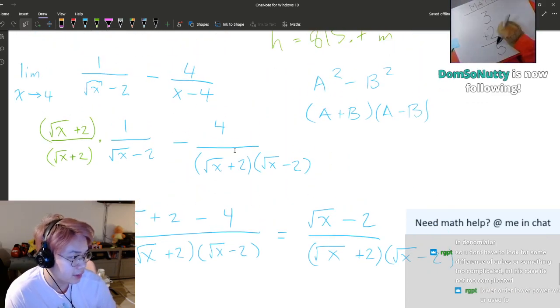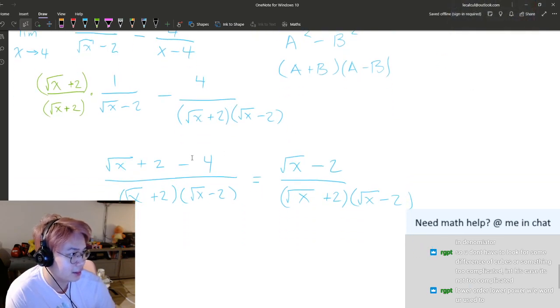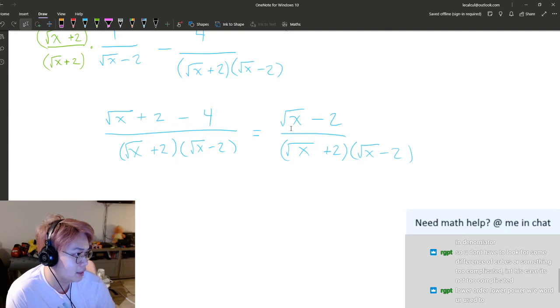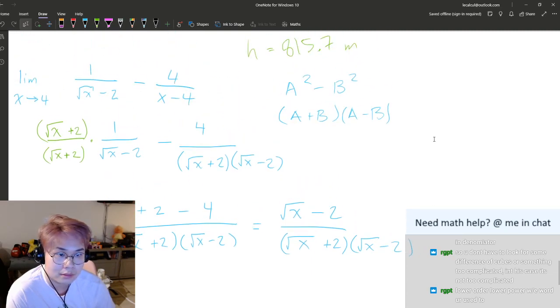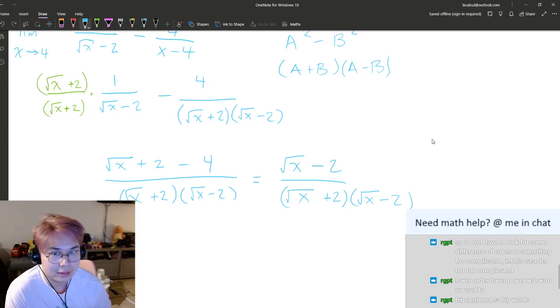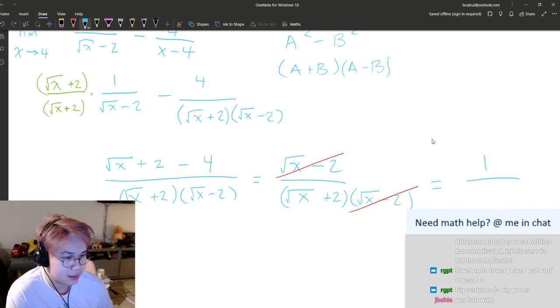Okay, so Jazz, hopefully you're following. I'm just doing basically some fraction work, right? I factor this as a difference of squares. I have a common denominator so that I can add them together. And then plus 2 minus 4 is x, square root x minus 2. And then what's nice is, you have a cancellation, right? This cancels with that. So what you're left with is this.